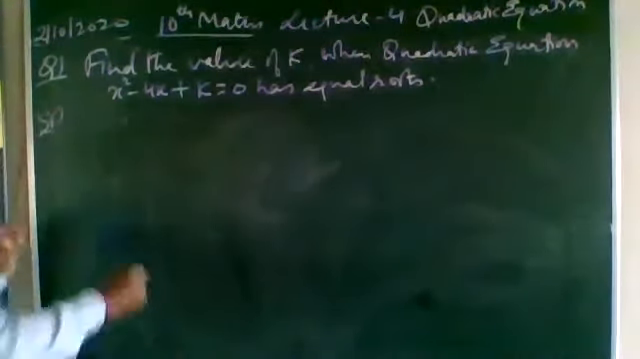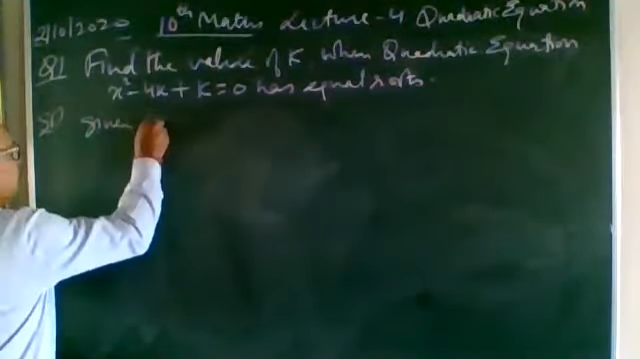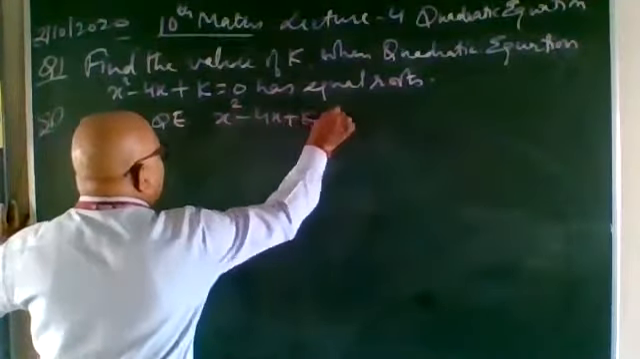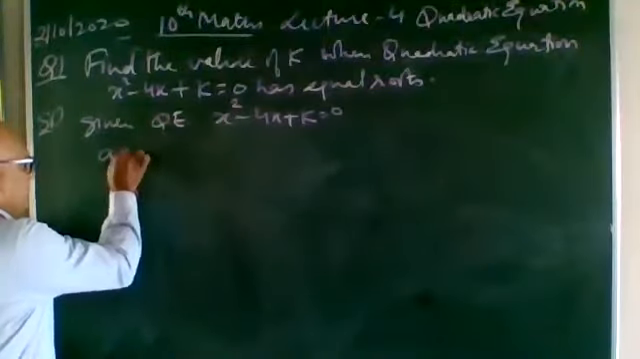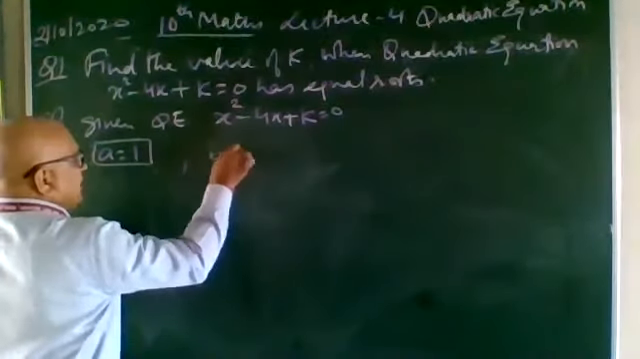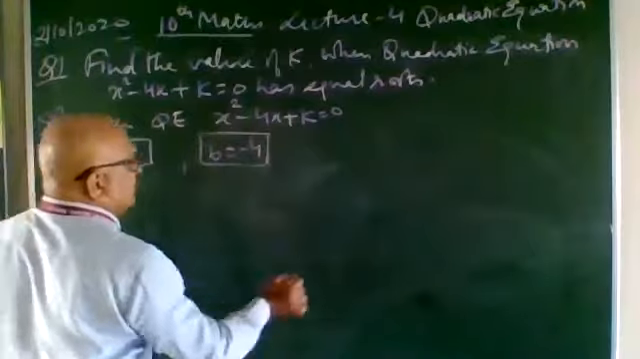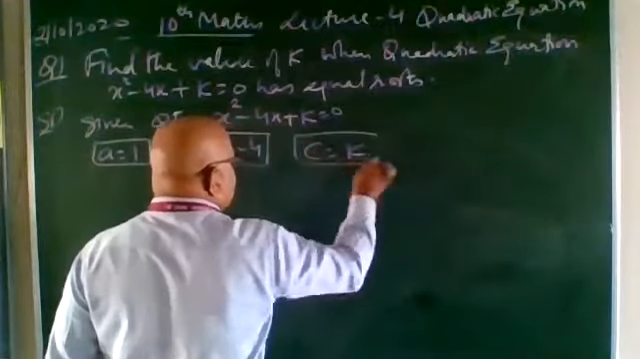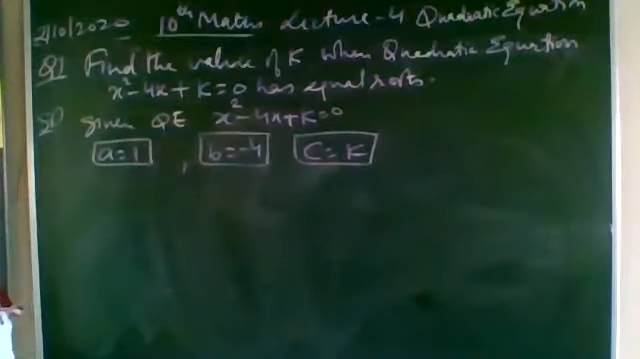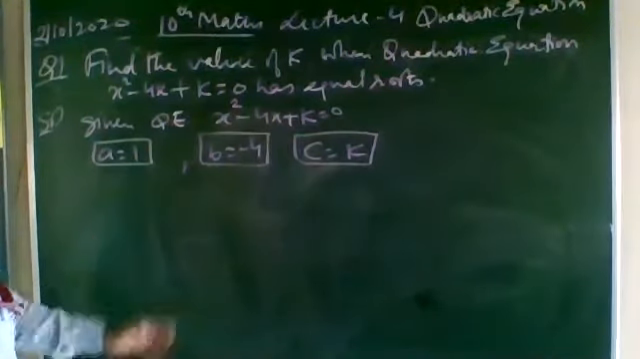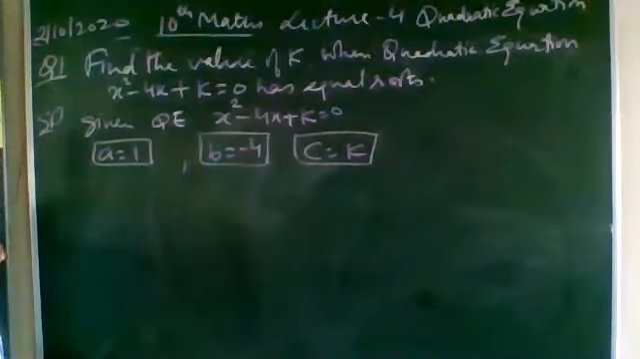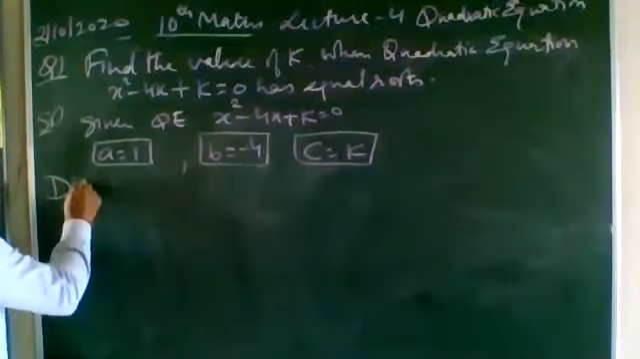So very important: given the quadratic equation x square minus 4x plus k equal to 0, now what is a? The coefficient of x square is 1, that is a. b is minus 4. The constant term c is k. So first of all, find out the values of a, b, and c. The equation may be in a different form, but the method of solving this question will be the same as I am explaining here. Once you have written a, b, and c, now you will find the discriminant value.